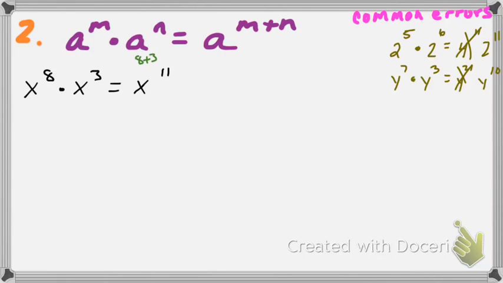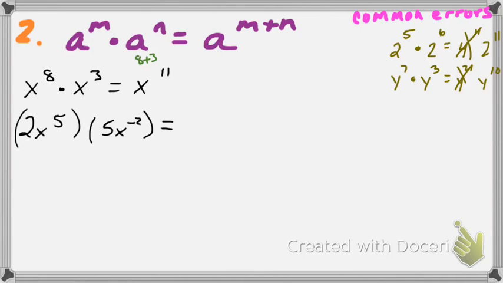All right, so just keeping those in mind. You do not multiply the bases together. You keep the same base, and you add the exponents. You do not multiply. All right, so let's start going through our examples.